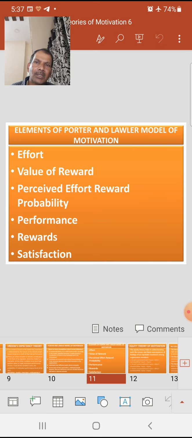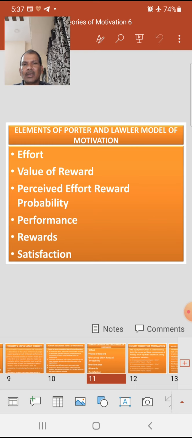Rewards dispensed should be valued by the employees. Whatever reward you are giving, they must value that reward. Only then will they make effort. Thus, you should find out what rewards are attractive to the employees and see if such rewards can be given to them.